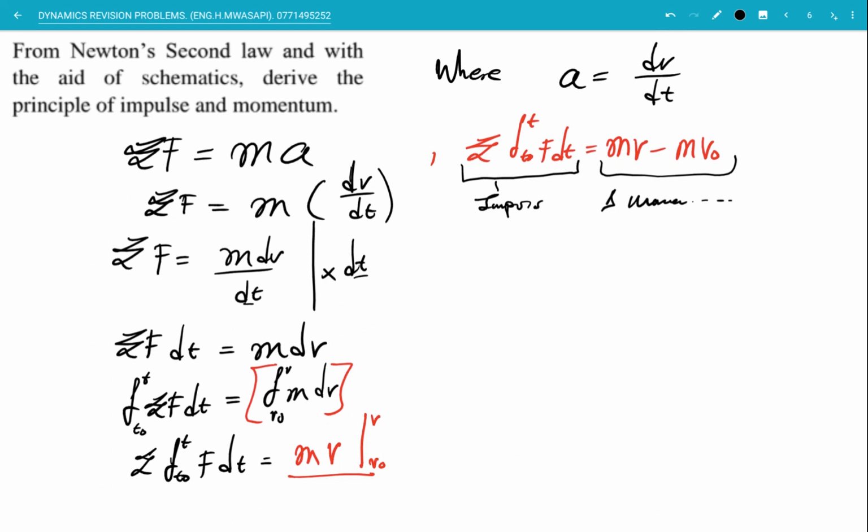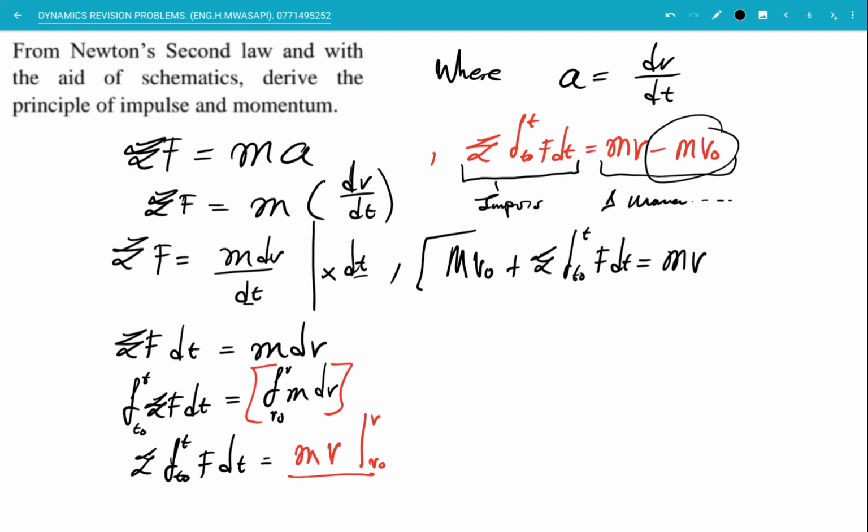Now if we manipulate this equation, we take the mv naught to the other side, and we'll have mv naught plus the summation of the integral from t naught to t of F dt being equal to m what? v. And this is the principle of impulse and momentum.